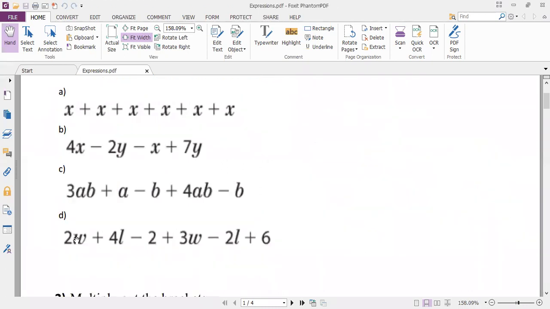I have 2w plus 4l minus 2 plus 3w minus 2l plus 6. You know, 2w and plus 3w together equals 5w. You should be familiar with collecting like terms. And I have 4l and minus 2l. They are like terms. 4l minus 2l together equals plus 2l, because 4 minus 2 equals 2.